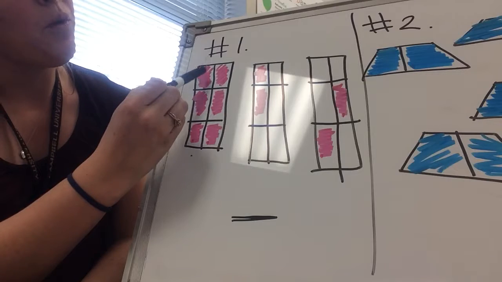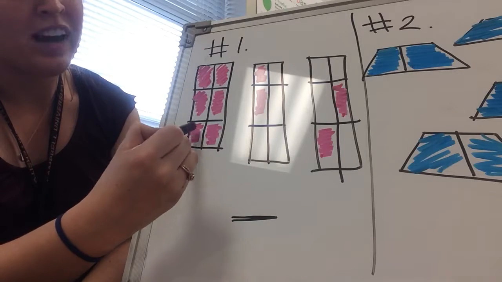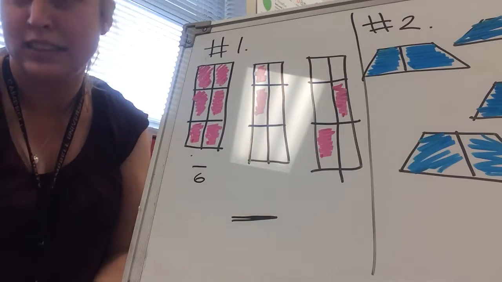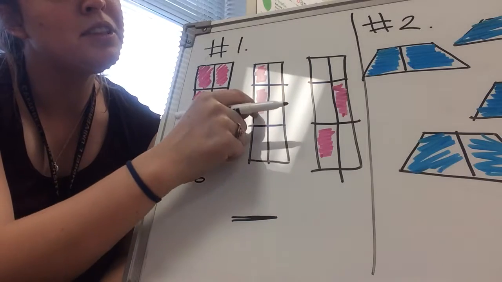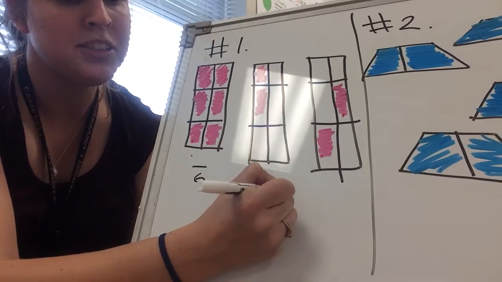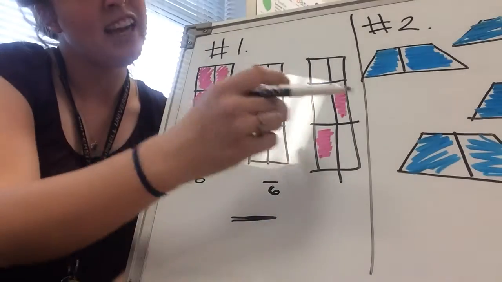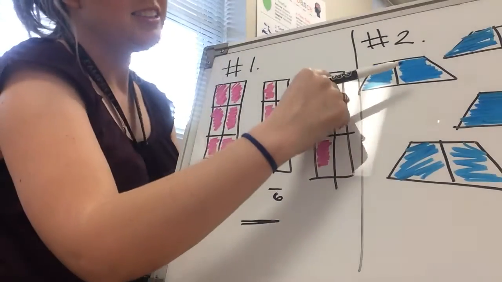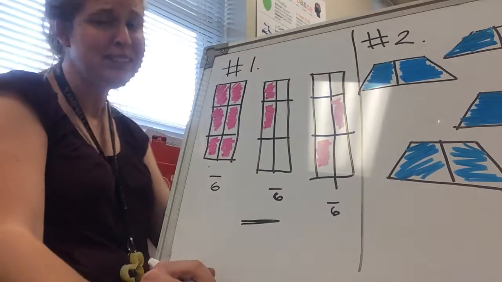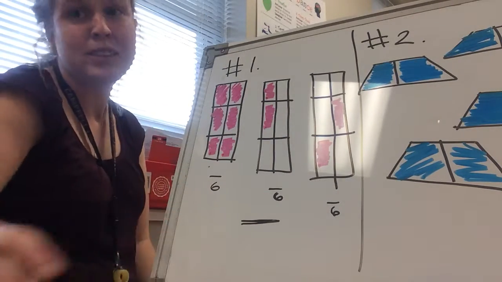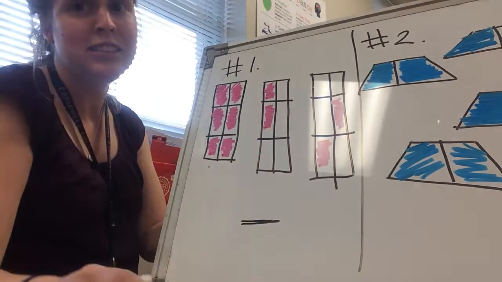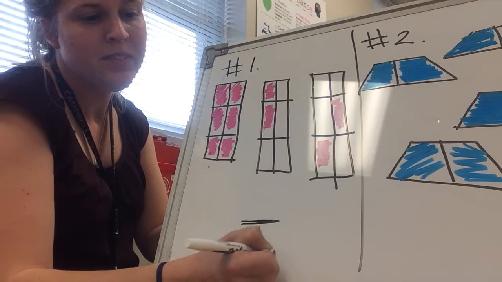Here we go. There's 1, 2, 3, 4, 5, 6 total parts in this first rectangle. Fabulous. I'm just going to write a little denominator of 6 to remind me. This guy also is broken into a total of 6 parts. And then our last one: 1, 2, 3, 4, 5, 6. So it's pretty safe to say that our denominator for number 1 is going to be 6 because every single one of these rectangles is broken into 6 equal parts.